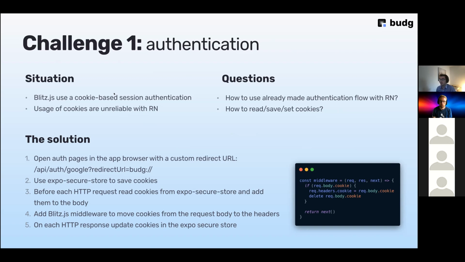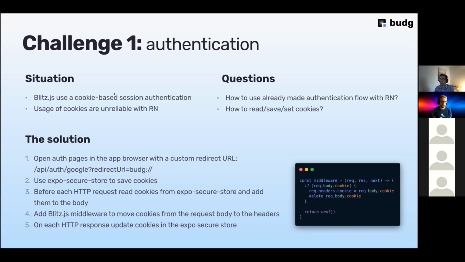So I'm opening this URL with redirect one, which is basically the URL scheme, and doing that, since we are in a browser, we are able to get back the cookies. Then I'm using Expo Secure Store, which is something provided by Expo to save. It's like a key value store, but encrypted.